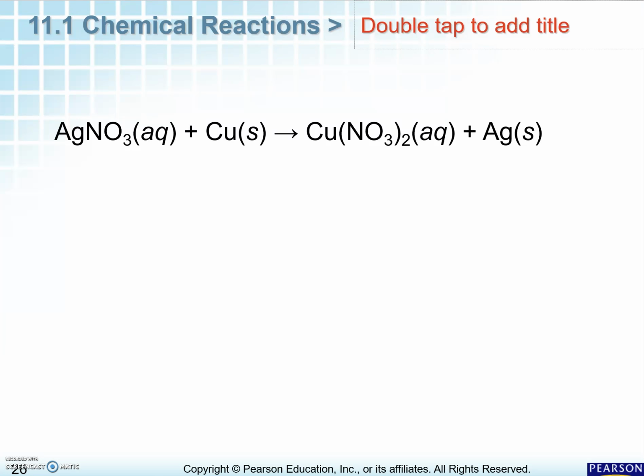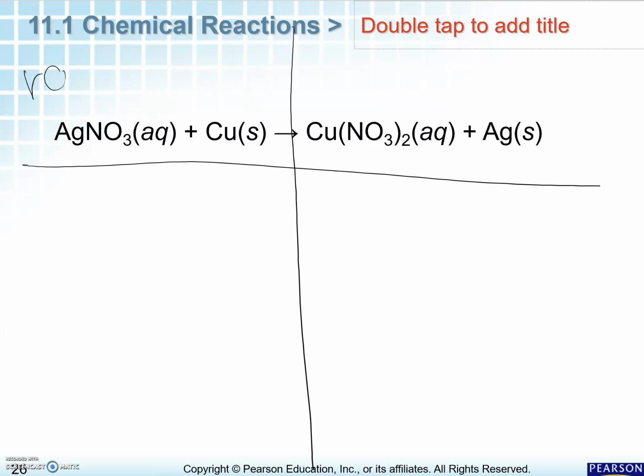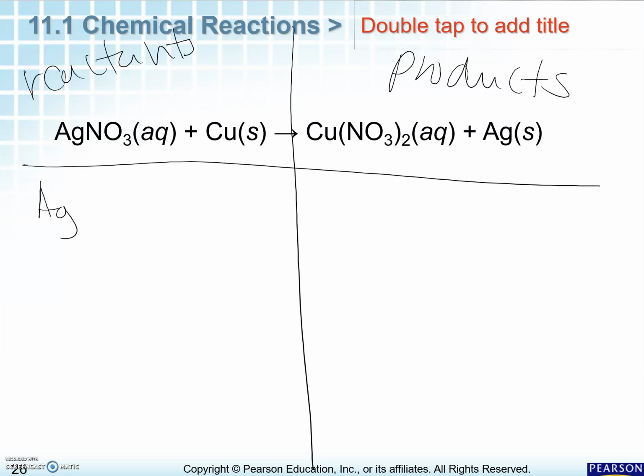So the first thing I like to do is draw a line that separates our reactants, which are on the left, from our products on the right. Then I write down each and every single one of our elements to make sure that we know exactly how many of each are on each side. Then we start to count.